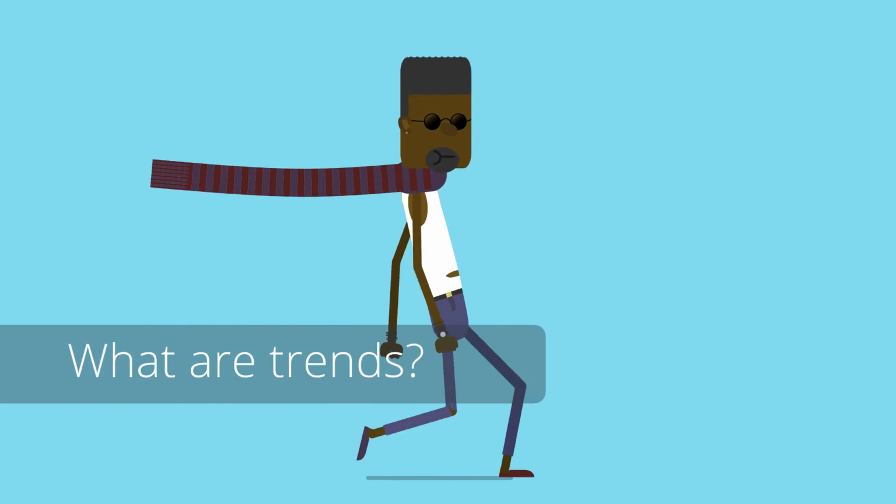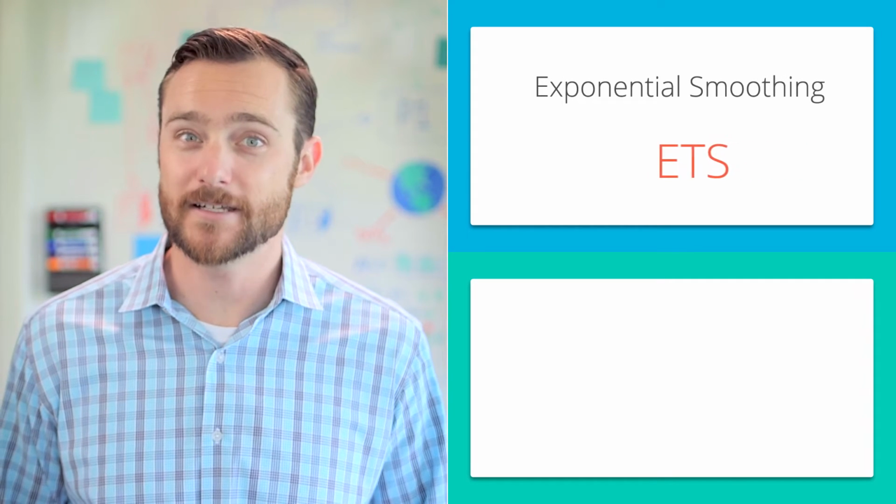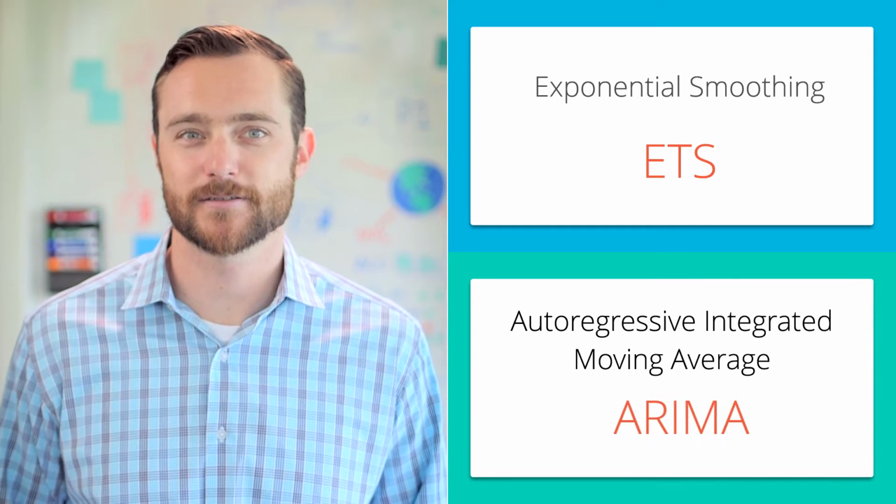Or, what are trends? Not that kind of trend. And what are seasonal patterns? We'll also dig into how to use particular forecasting models like exponential smoothing, or ETS, and autoregressive integrated moving average, or ARIMA models.